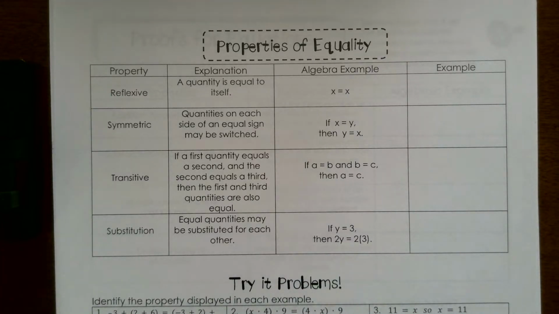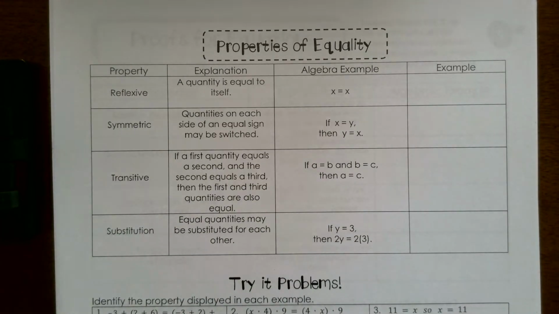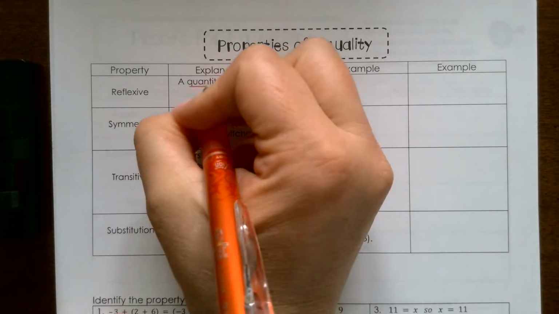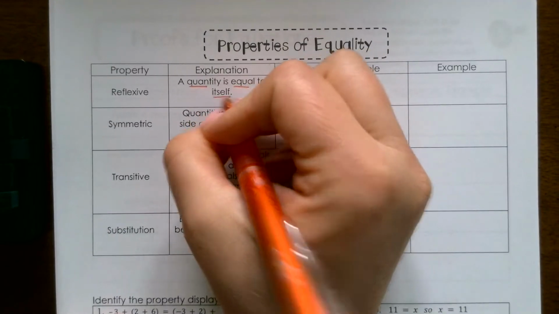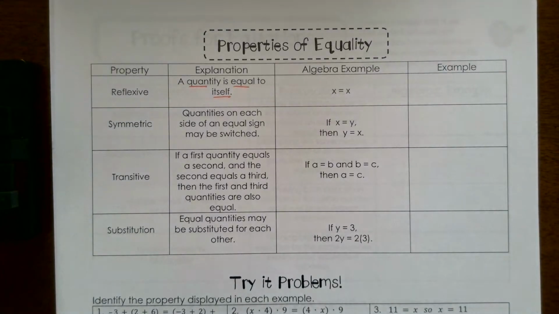The first equality property we will be discussing is called the reflexive property. And all the reflexive property says is a quantity is equal to itself. It is a fairly obvious property, but it is very useful in doing proofs.